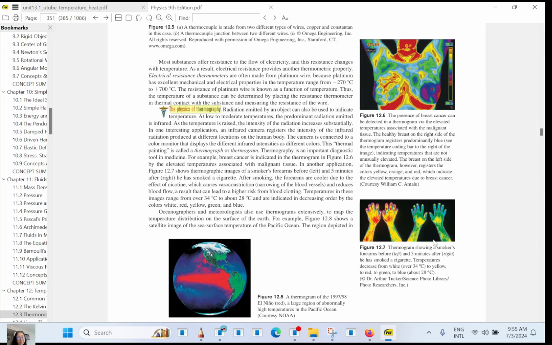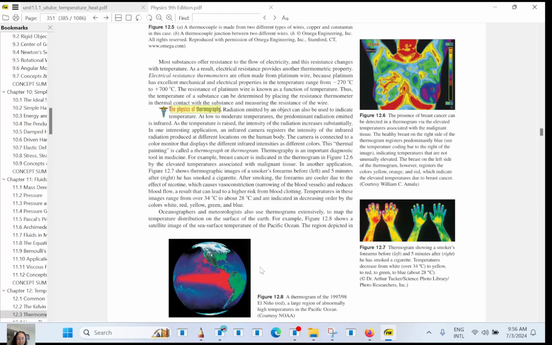they also give this example here. This is a forehand before the person smokes, and this is after. And you see that what caused the decrease in temperature is the nicotine in smoke. When you are smoking, you get nicotine in your blood, and that will restrict the blood vessels, so there will be less radiation emitted.